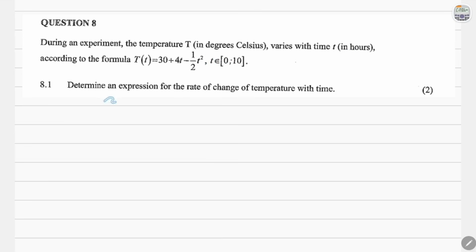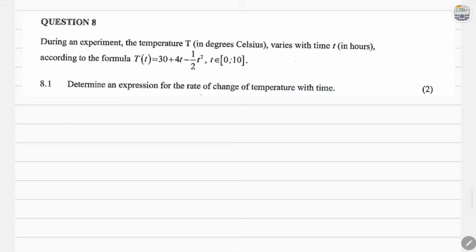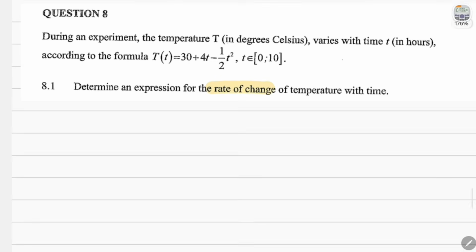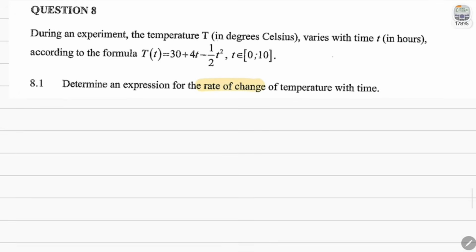So the first question says, determine an expression for the rate of change of temperature with time. So with respect to time. They're just asking for the rate of change. So if this is the temperature with respect to time, what would be the rate of change, the formula for this with respect to time as well? The gradient of this function, so the derivative of this function.